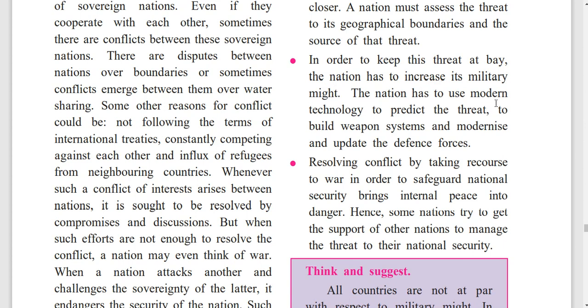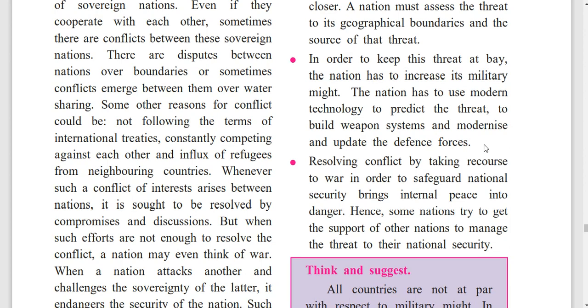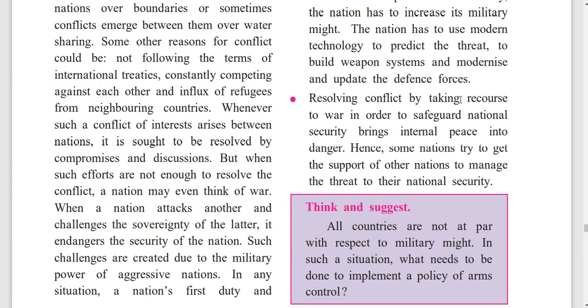The nation has to use modern technology to predict the threat, to build weapon systems and modernize and update the defense forces. Resolving conflict by taking recourse to war in order to safeguard national security brings internal peace into danger. Hence, some nations try to get the support of other nations to manage the threat to their national security.